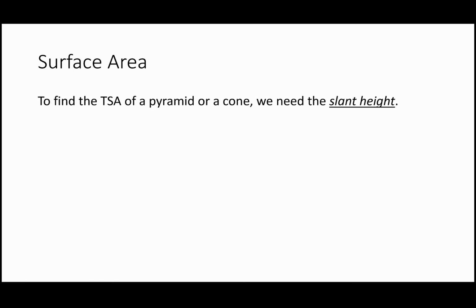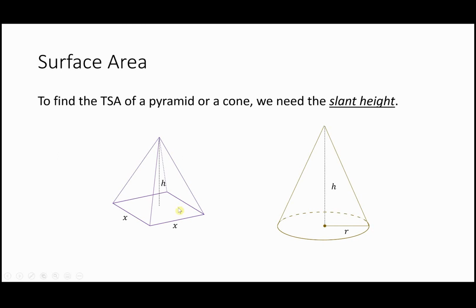Next example. Let's find the total surface area of a pyramid or a cone. We will need slant height, which is a brand new measurement for us. So consider these two example polyhedrons, which is a generic term for any kind of three-dimensional polygon.